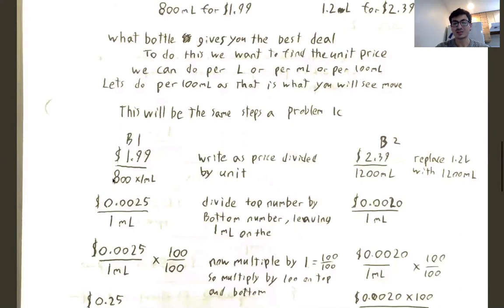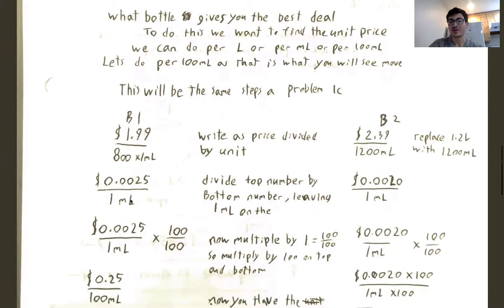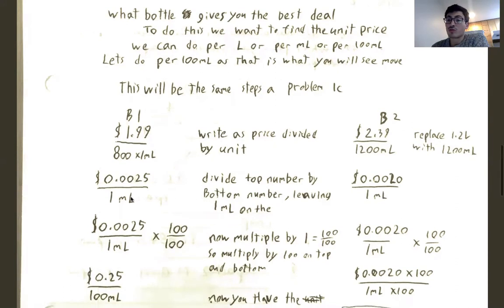You may notice that I did 800 times 1 milliliter. So I broke the 800 and the milliliters apart. I separated them. It's still the same thing, but this will hopefully make the division more clear. So we're going to divide 1.99 by 800, and that's going to give us our unit price per milliliter. The unit price per milliliter is going to be a quarter of a cent, which isn't really helpful. So let's put that into a more useful value.